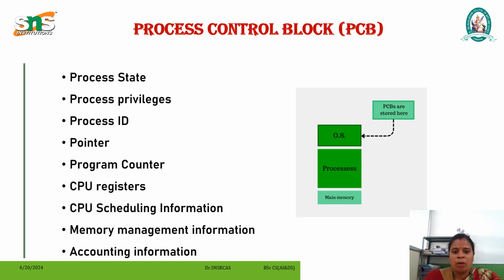Next one, process control block, PCB. Process control block is the data structure maintained by the operating system for every process. Process control block is identified by an integer process ID. It is nothing but PID, process ID.